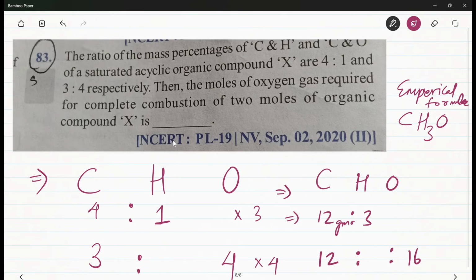So here the hint is saturated acyclic. Acyclic means minimum 2 carbons. 3 carbon means cyclic chances are there, but 4 carbon also can be saturated acyclic. Minimum 2 carbons. So if you take 2 carbons as the minimum molecular formula, they should give a hint of molecular mass or something, otherwise we cannot decide directly. NCERT page number 19, their empirical and molecular formula concept is there. But without giving the molecular mass, how do we predict this?